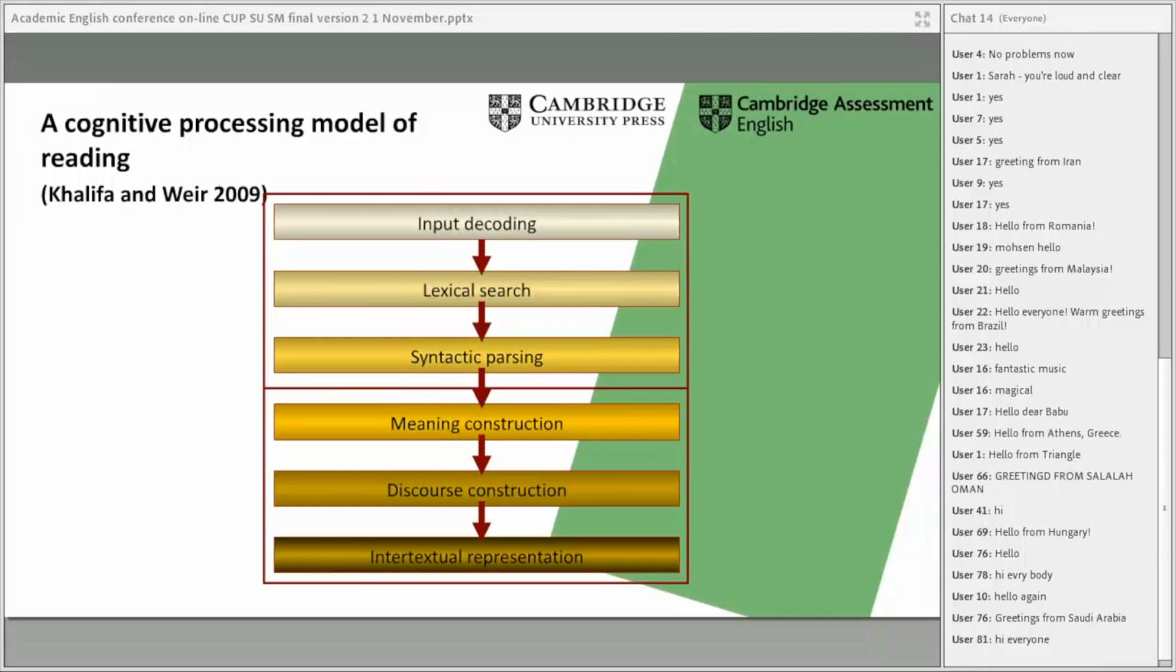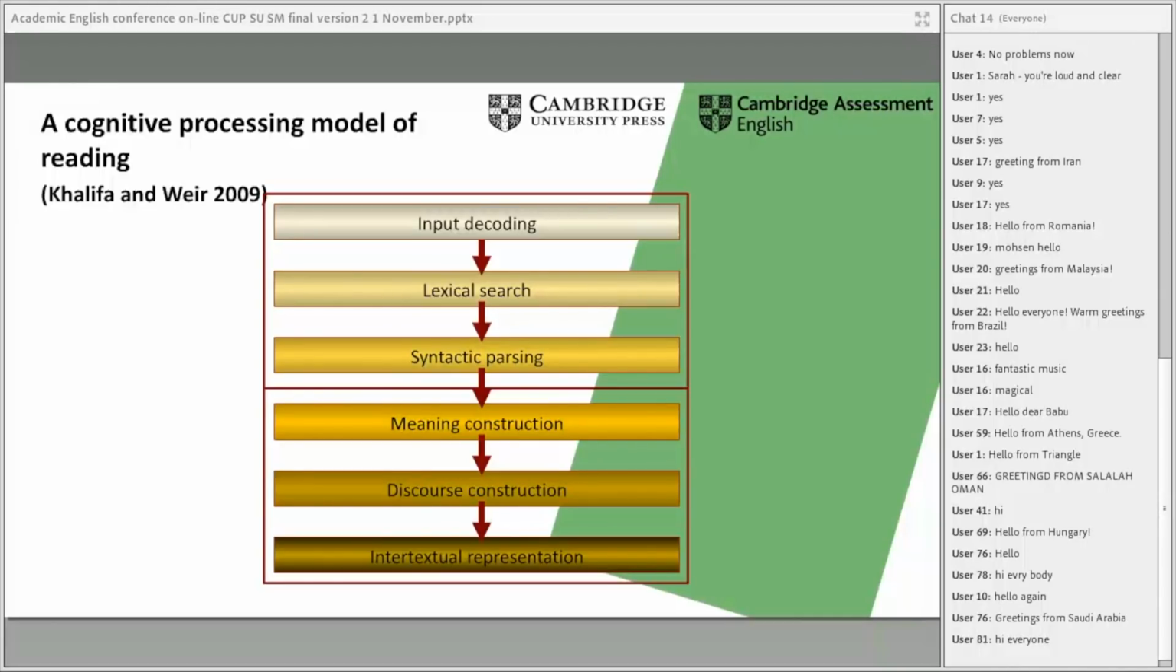This is about recognizing words. We then go on to lexical search, which is about identifying vocabulary, and then syntactic parsing, which is about reading sentences and understanding larger chunks of grammar. So I think, as we'll all recognize, these are very much things which our lower level learners need to do, and which they need to build upon.